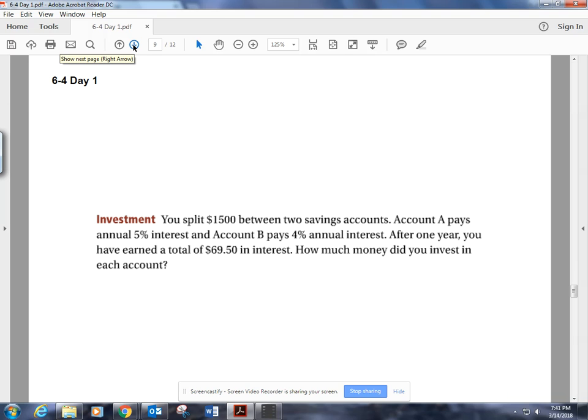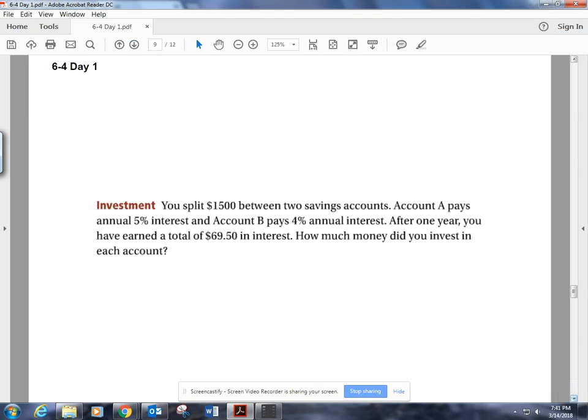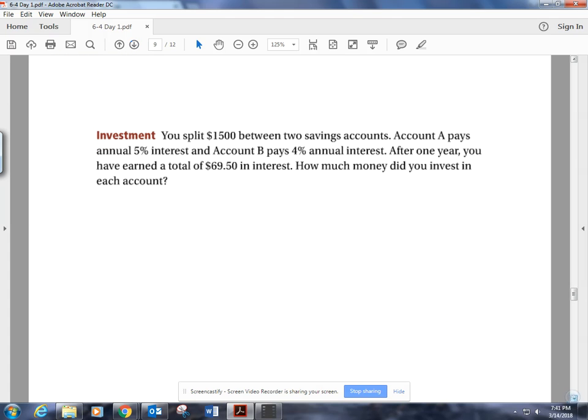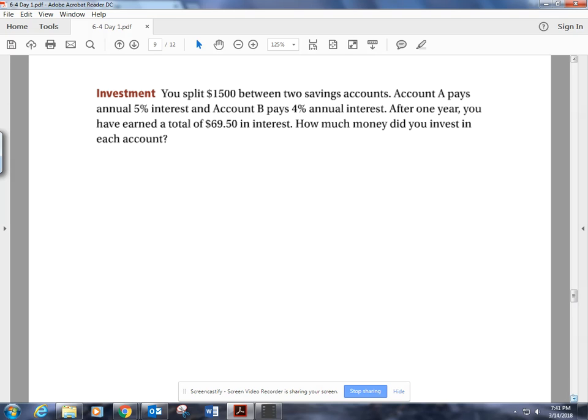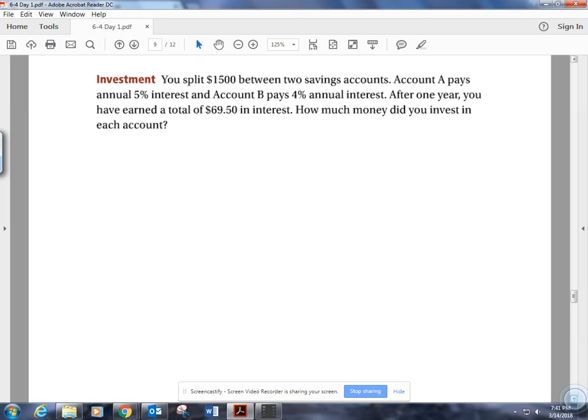All right, now in this example, we're going to split $1,500 between two savings accounts. Account A pays an annual 5% interest, and account B pays 4% annual interest. If it's annual interest, this sounds like simple interest to me. After 1 year, you've earned a total of $69.50 in interest.